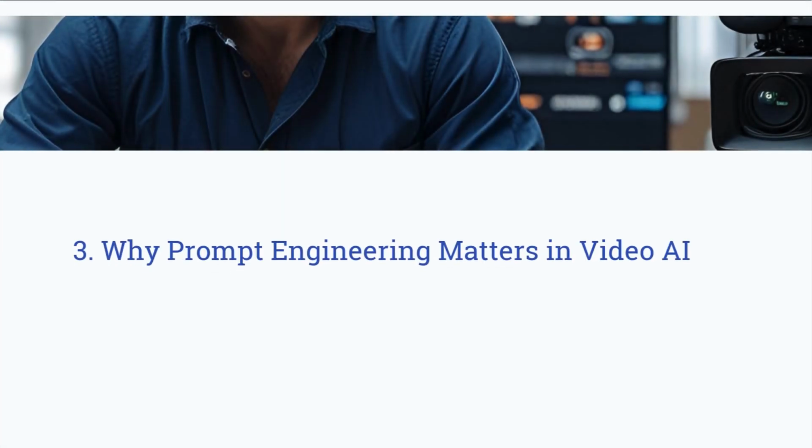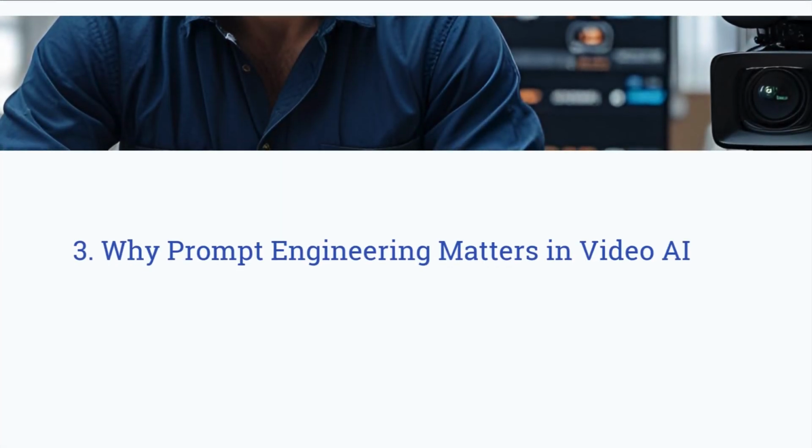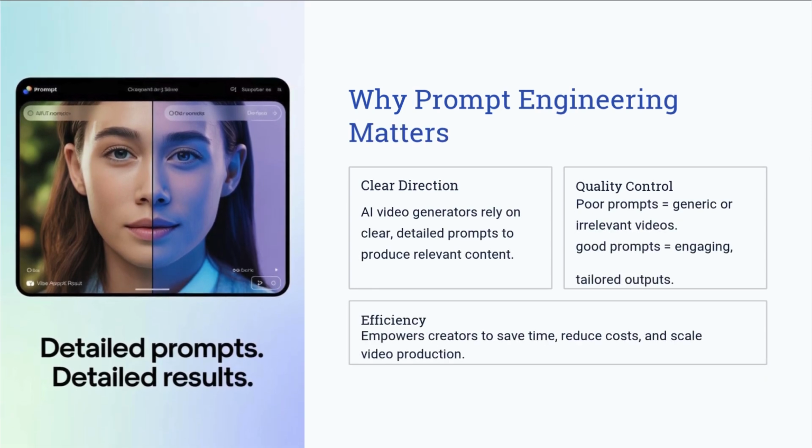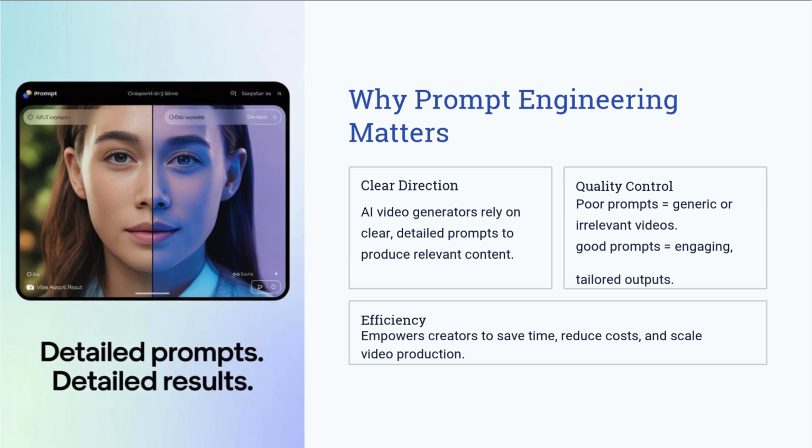Alright, now let's talk about why prompt engineering really matters. First up, clear direction. AI video tools can't read your mind. They need clear, specific prompts to know what you actually want. The more details you give, the better the output. Second, quality control. If your prompt is vague or messy, you'll probably get a generic or just plain weird video. But a well-written prompt? That gets you a polished, engaging result that feels like you made it. And finally, efficiency. Once you learn how to prompt like a pro, you can make awesome videos faster, for less money, and scale up your content without burning out. So yeah, mastering prompts isn't just helpful, it's essential.